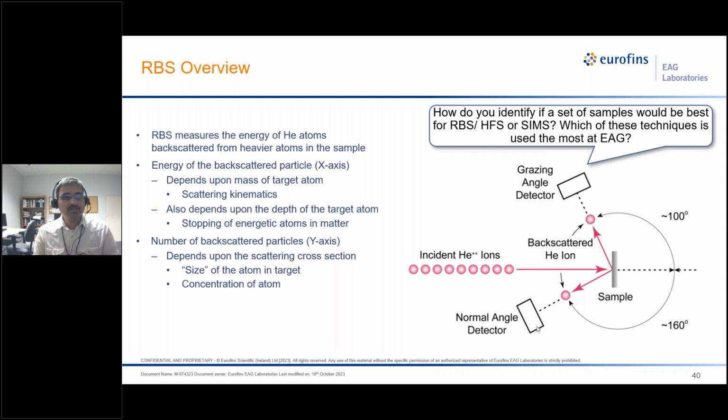The detector measures both the energy and the yield of the scattering, like how many atoms are scattered back. The energy of the backscattered particle carries information regarding the mass of the target atom being scattered, and also the depth at which the atom is located in the sample. So from the energy, we can get information on the mass of the target atom and also the depth of the target atom. And from the scattering yield, the concentrations are calculated. This is a simple technique.